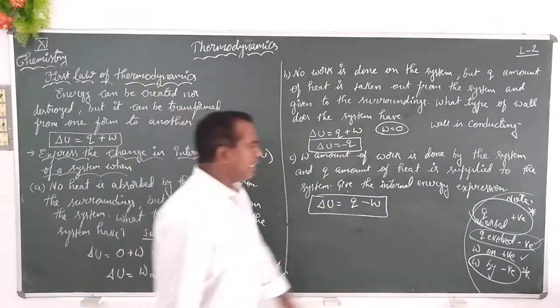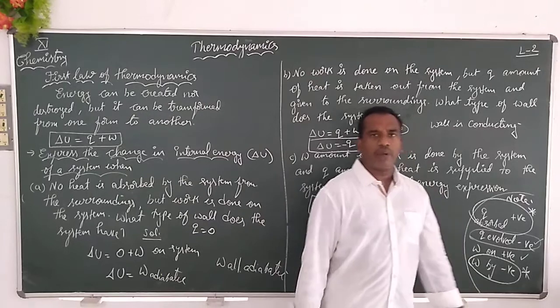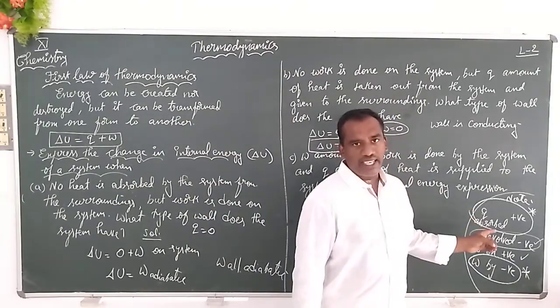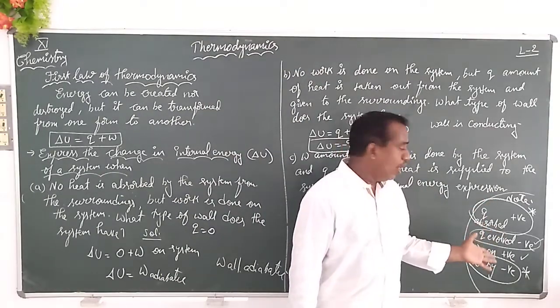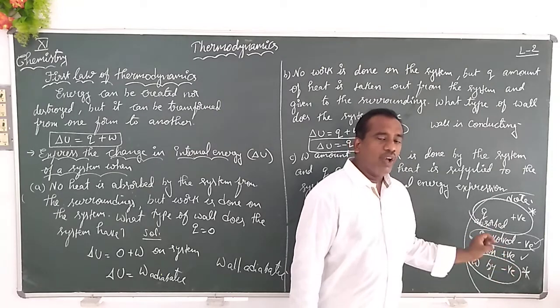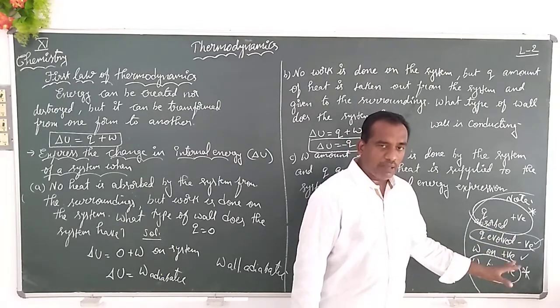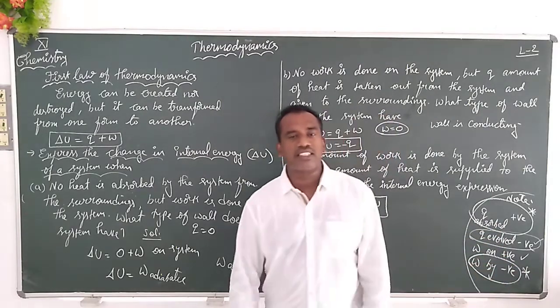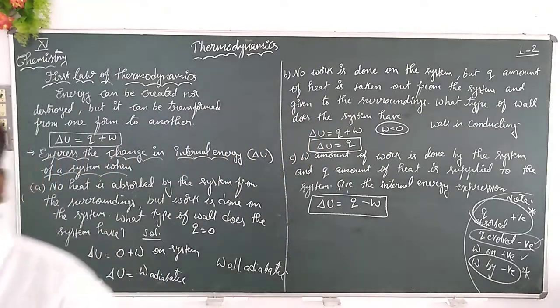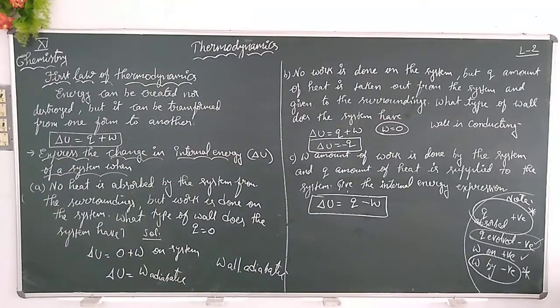Very simple thing. These 4 points you must keep in mind. Q means heat: when absorbed, positive value; when evolved, negative value. Work done on the system, positive. Work done by the system, negative. Very simple. Write down these points. We will continue our concept.